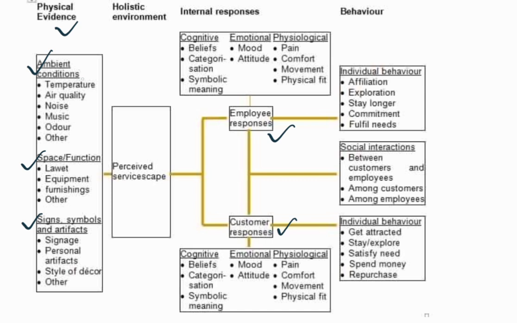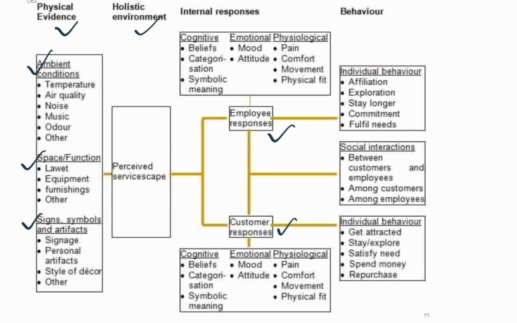Well, if I talk about the ambient conditions, I'm talking about non-visual or non-textual elements like temperature, air quality, and so on. Talking about space or function, the layout and arrangement of the physical space, including equipment and furnishing. Talking about signs and symbols, these are the visual cues or symbolic items such as signage, personal artifacts, style of decor, and other decorative items that communicate meaning or set a tone.